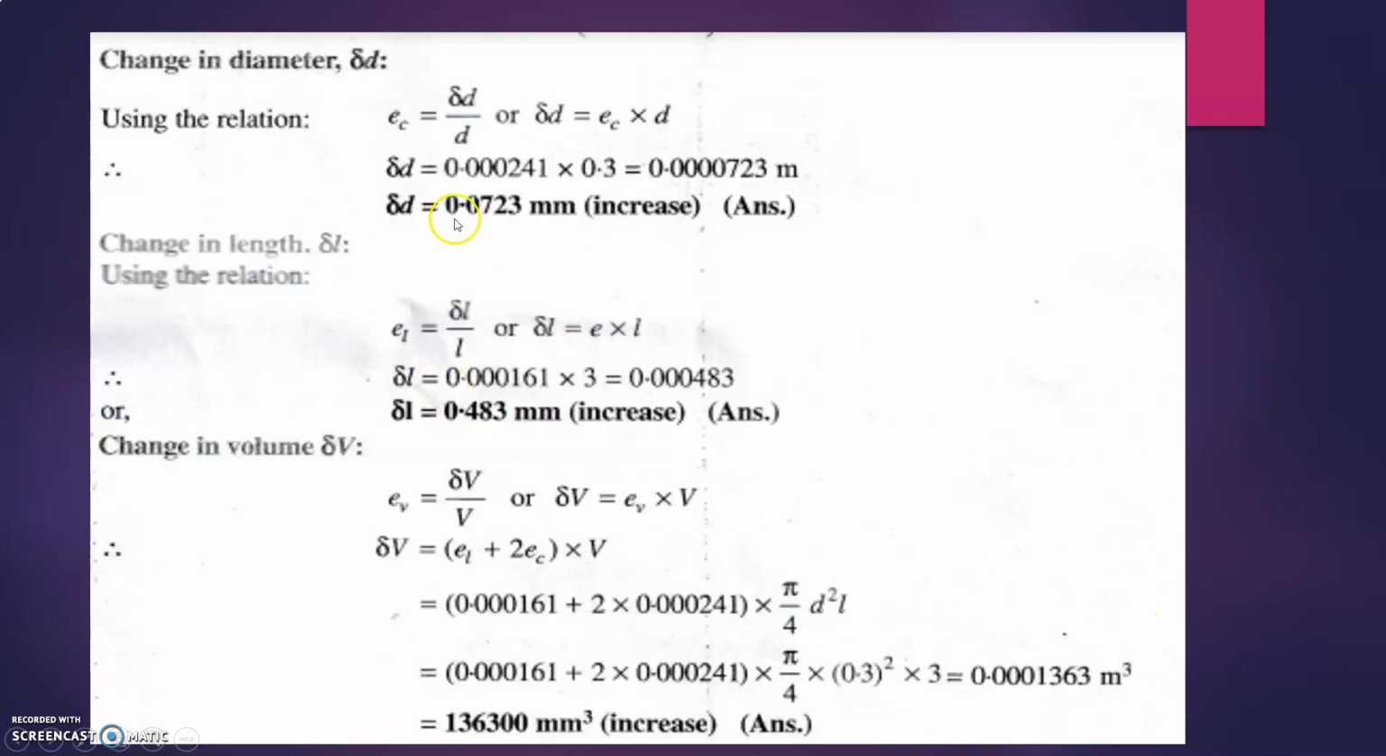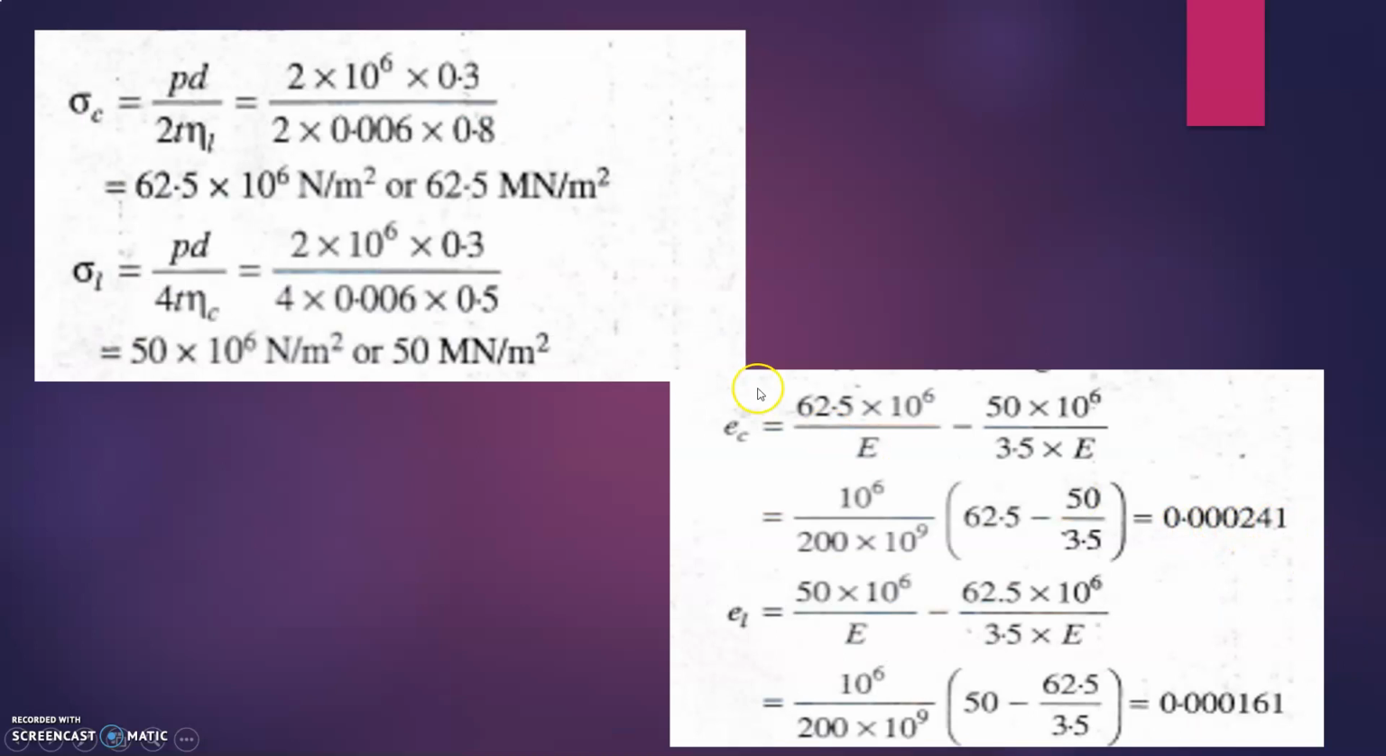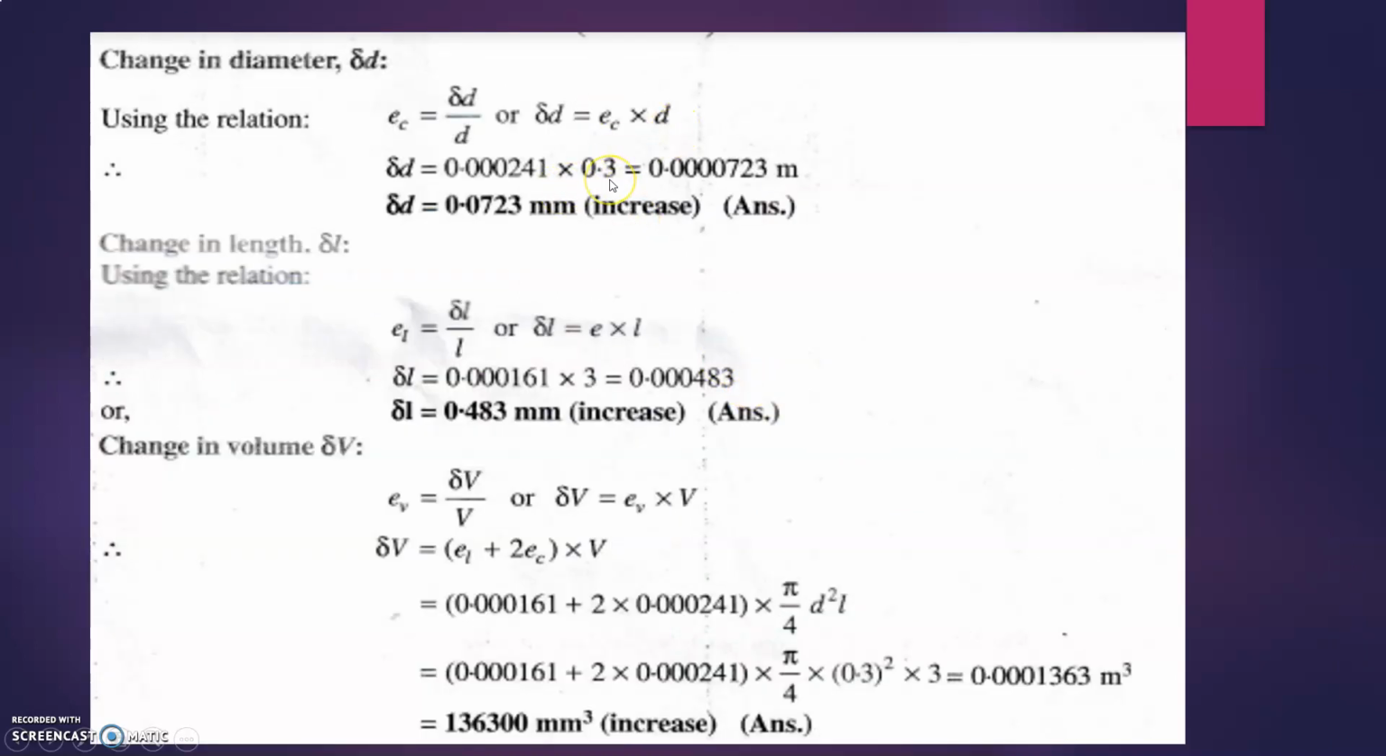Once you get that, you can calculate the change in the diameter, the change in the length, and the change in the volume. For the change in the diameter, we know that circumferential strain is equal to change in the diameter divided by original diameter. So change in the diameter is equal to eC, the circumferential strain, into D. So delta D is equal to eC, that is here 0.000241, into D, that is 0.3. Simplify this, you get change in the diameter is equal to 0.0723 mm.